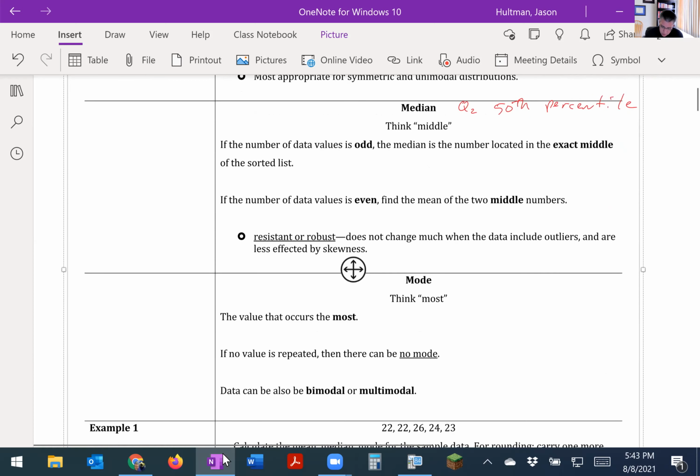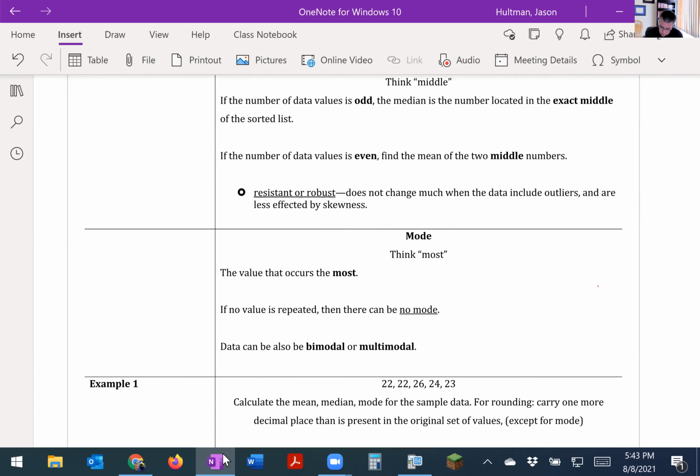The mode, what's the mode? Think most. It's the value that occurs the most. If no value is repeated, then there can be no mode. Data can also be bimodal or multimodal, so you can have more than one mode.